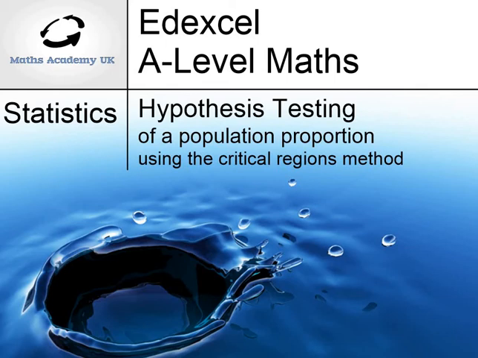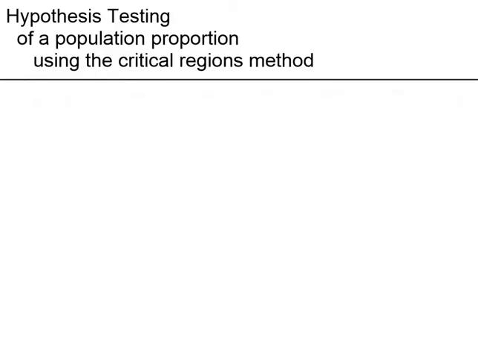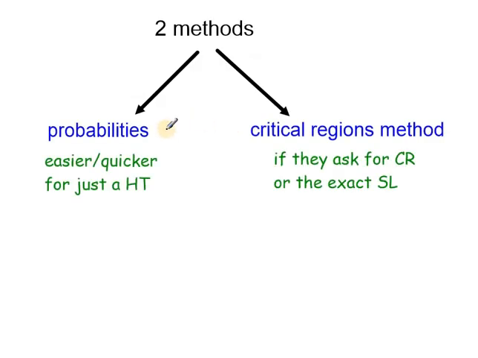Hypothesis testing of a population proportion using the critical regions method. Of the two methods, the probabilities method is easier if you're carrying out a straightforward test. In some questions they will ask for the critical region of the test or the exact significance level. In that case you have to use the critical regions method. I covered this in the previous video. In this video we look at the critical regions method.